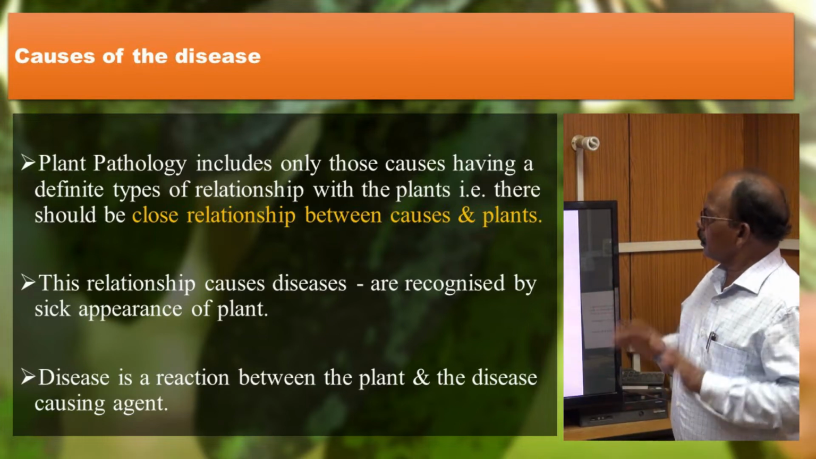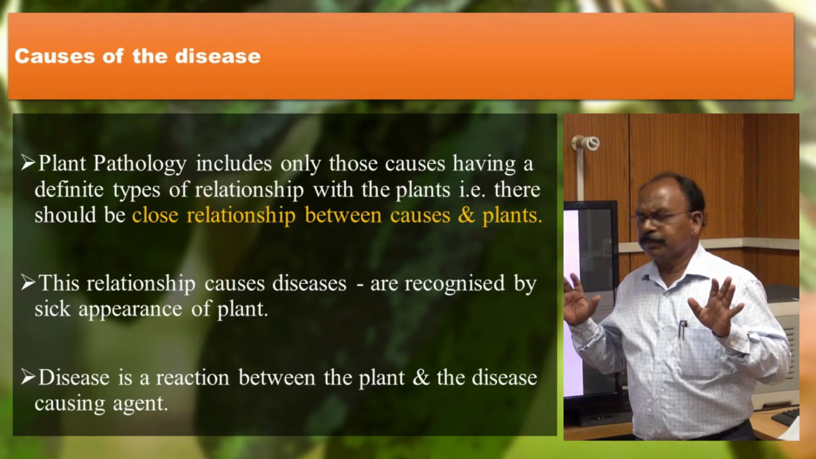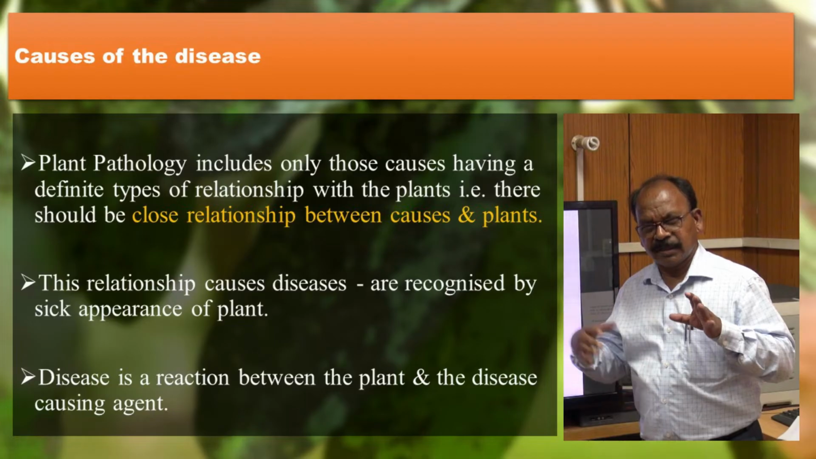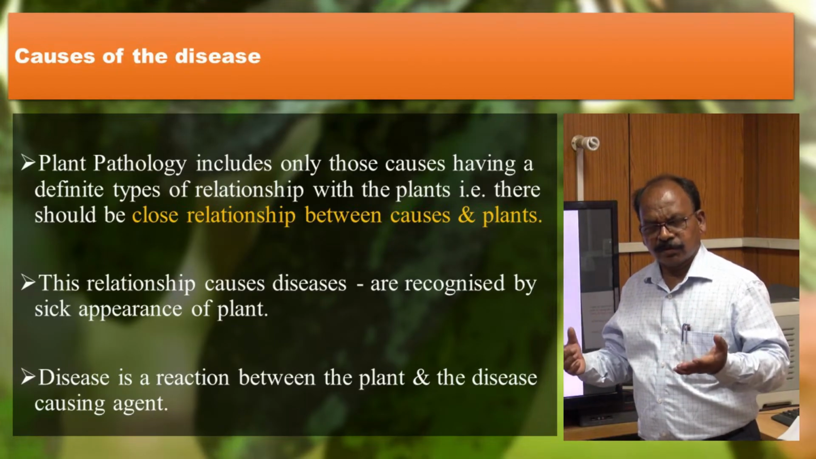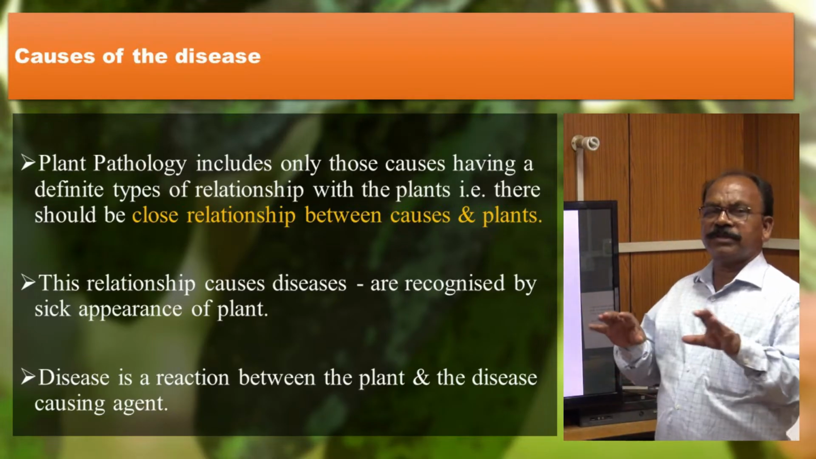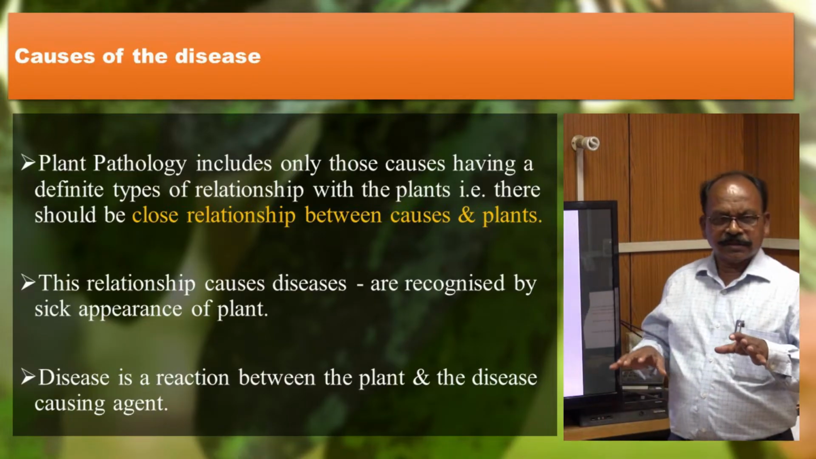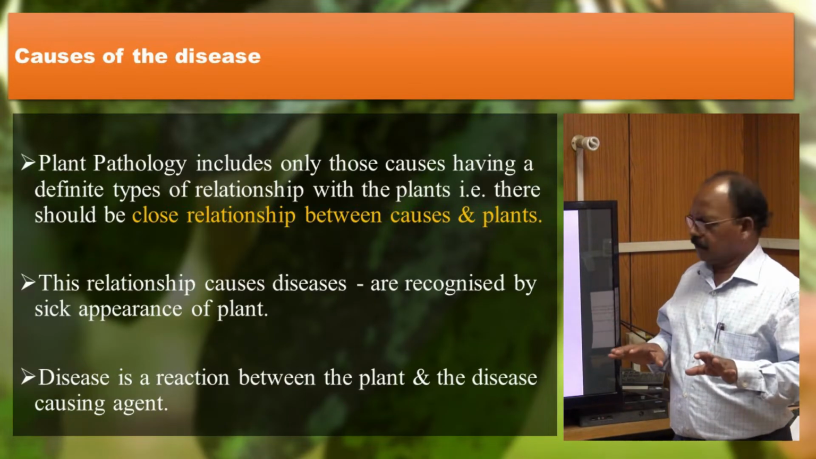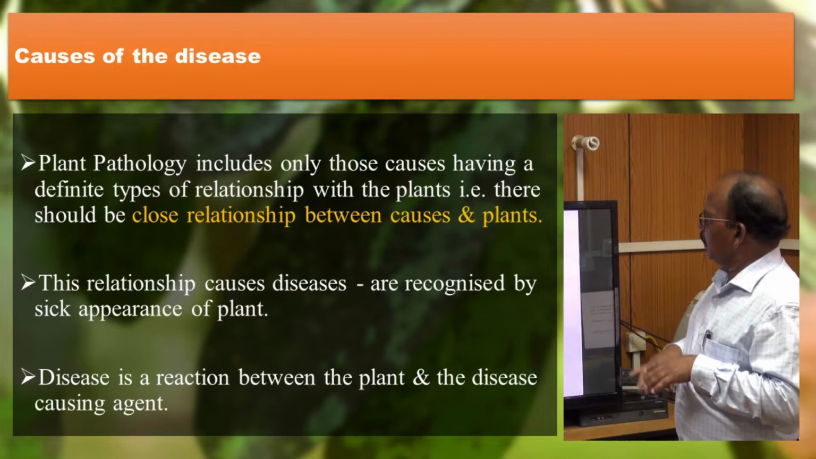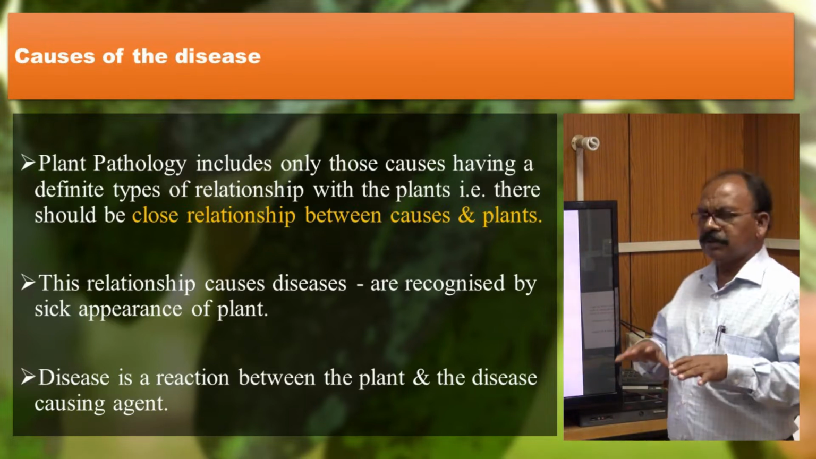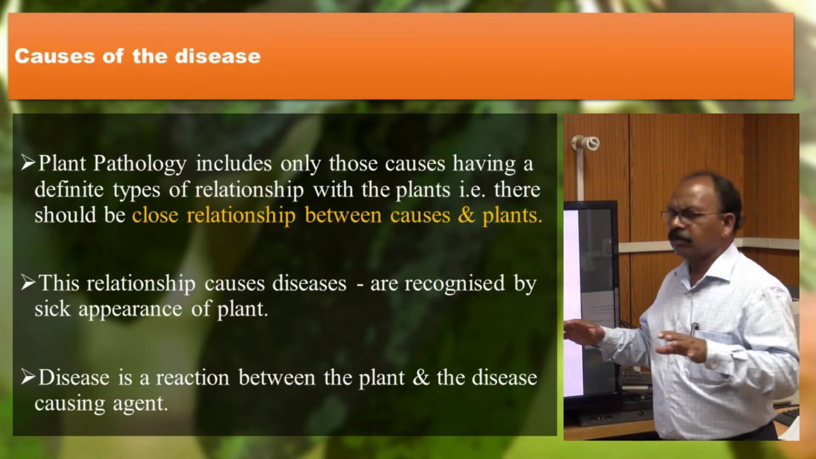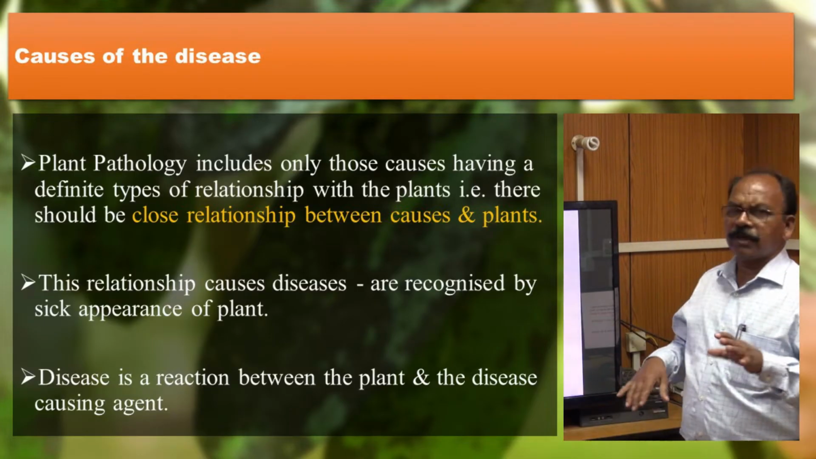Now come to the causes of the plant diseases. What are the causes of the plant diseases? Causes means damage. That damage is caused by natural calamities such as hail, storm, snowfall or lightning, etc. But all these causes are not put under the subject. Plant pathology includes only those causes which have a definite type of relationship with the plants. That means there should be a close relationship between the causes and the plants, and this relationship causes diseases.